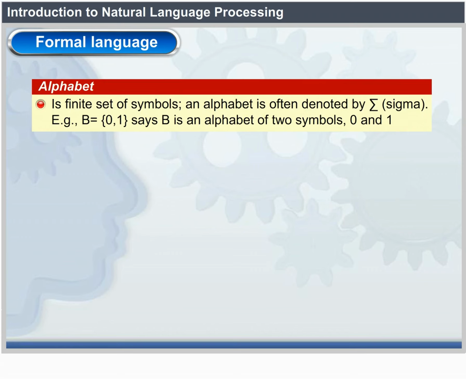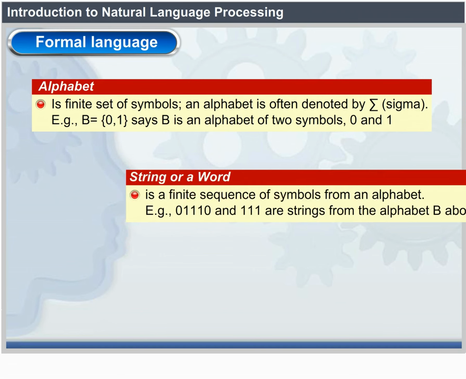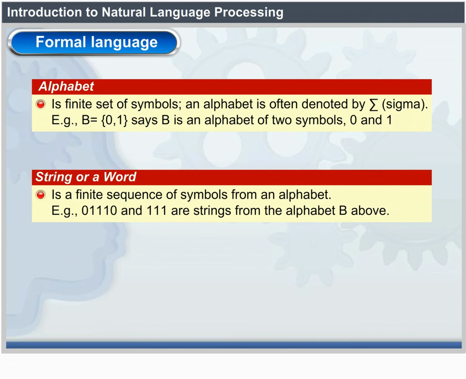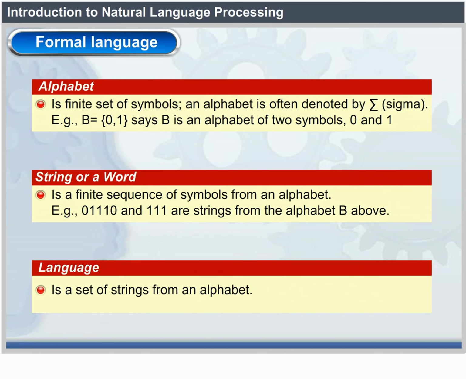An alphabet is a finite set of symbols. An alphabet is often denoted by sigma. Example: B = {0, 1} says B is an alphabet of two symbols, 0 and 1. A string or a word is a finite sequence of symbols from an alphabet. Example: 0, 1, 1, 1, 0 and 1, 1, 1 are strings from the alphabet B. A language is a set of strings from an alphabet.